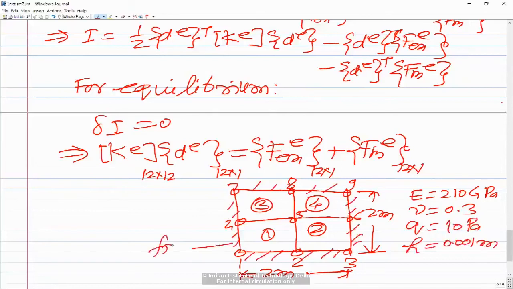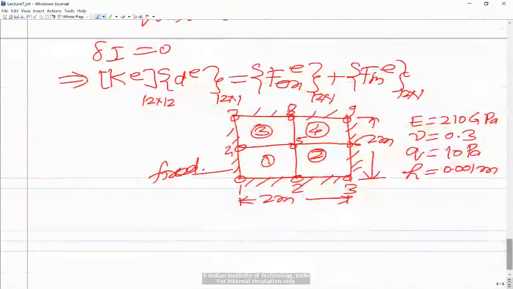All the edges are fixed. So you have to find out the deflection and rotation at node 5 for the whole plate. You have to discretize it into 4 elements, and each element is a square element with sides of 1 meter. For each you can use a local coordinate system.